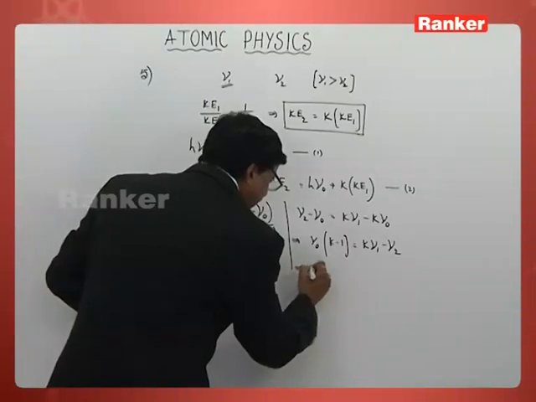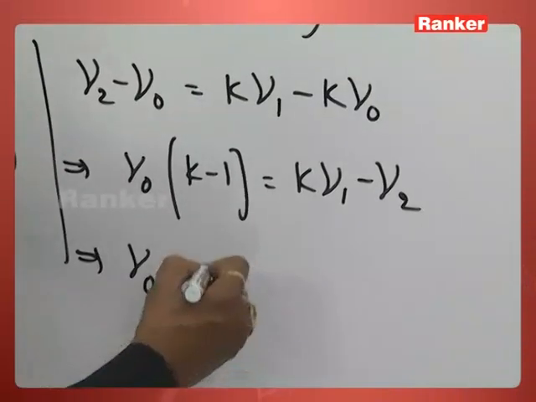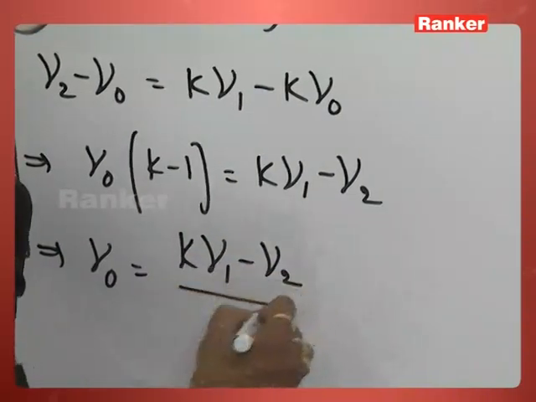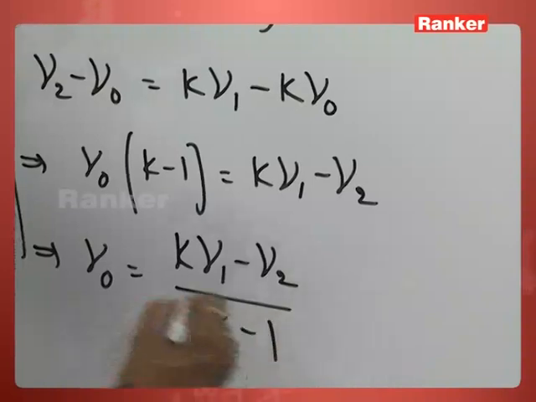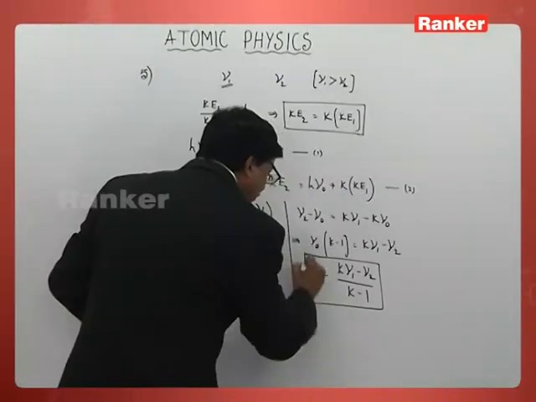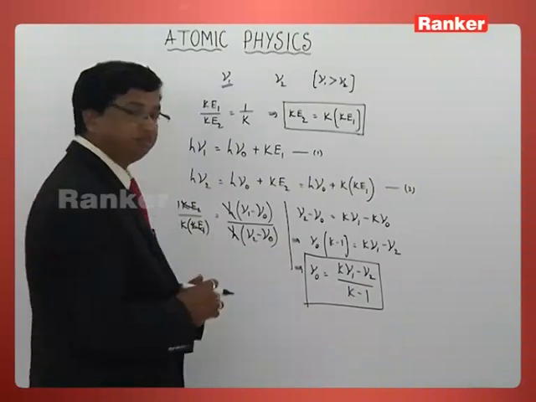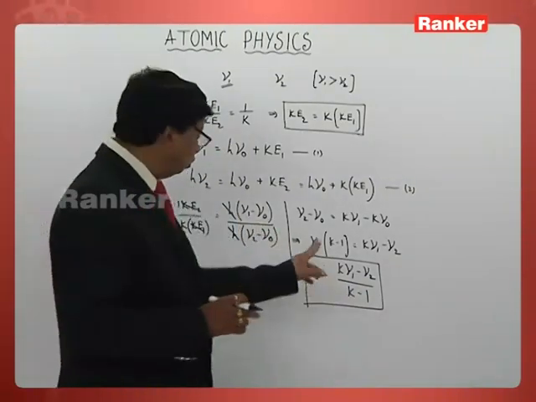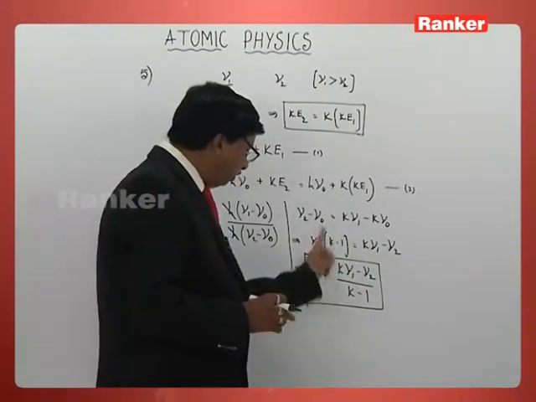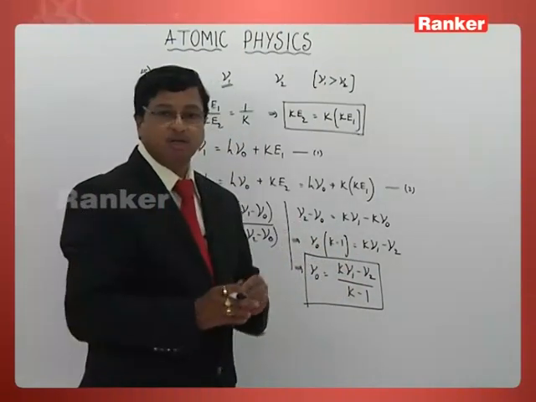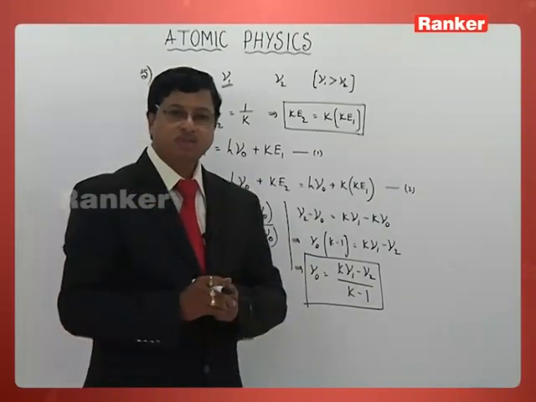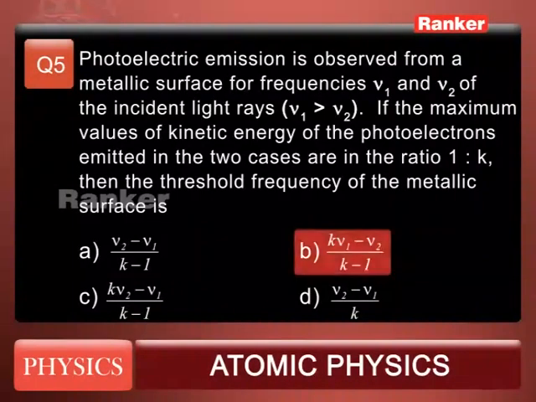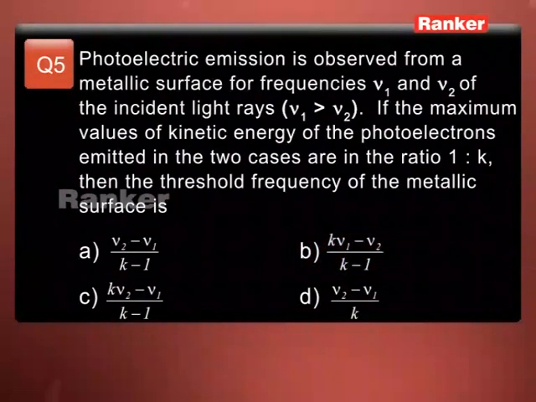And my concept is, what is ν0? The question. ν0 is now (Kν1 − ν2) by (K − 1). This is the outcome of this calculation. So ν0 is equal to Kν1 − ν2 divided by K − 1. Look at the options given. The second option is exactly tallying with this outcome what we have got after the calculation part of it.